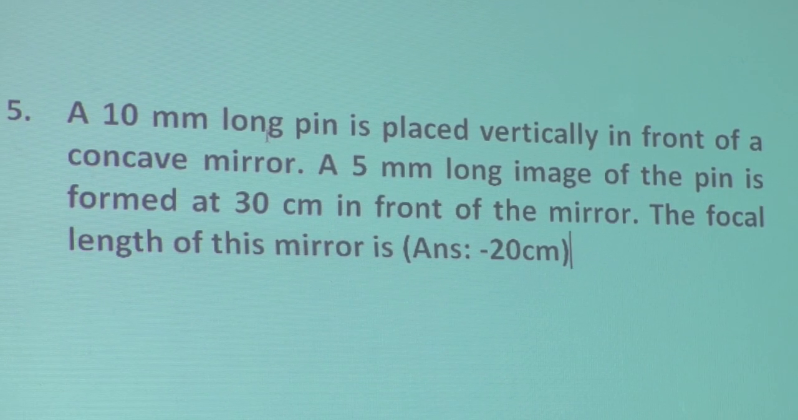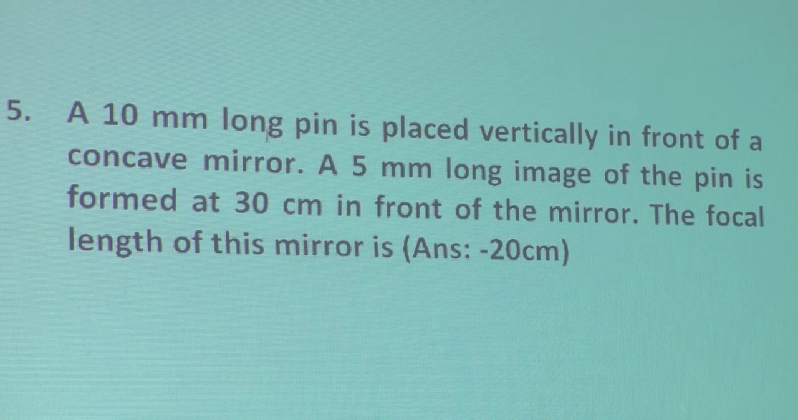And that is the main clue that we have got, and they are asking you the focal length. A 5 millimeter long image is formed, and you see one more clue in the problem along with the theory. A 10 millimeter long pin, but a 5 millimeter long image. Can you guess where the object is? Object height is more, image height is less, so it should be diminished, which is always between focus and center.